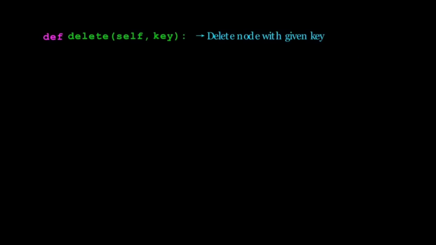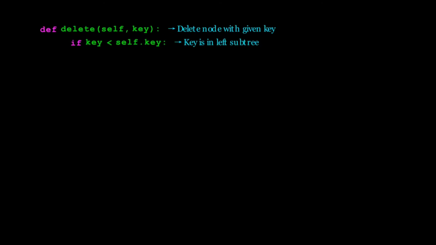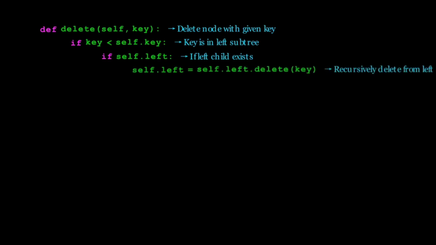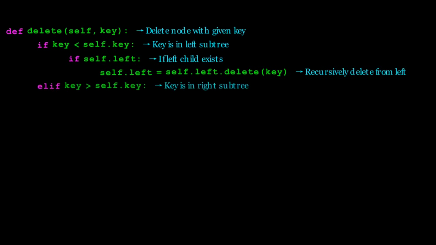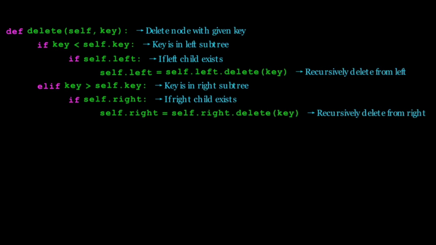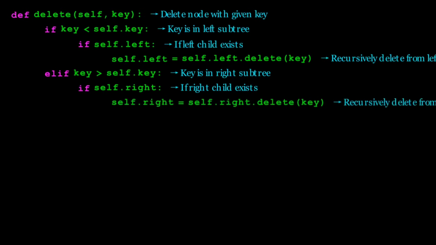Now let's look at the code for deleting a node from a BST. The delete method is recursive and handles all three cases we discussed. The method takes a key as an input and searches for the node to delete. If the key is smaller than the current node's key, we move to the left subtree. If a left child exists, we recursively call delete on the left subtree. If the key is larger, we move to the right subtree. Similarly, if a right child exists, we recursively call delete on the right subtree.